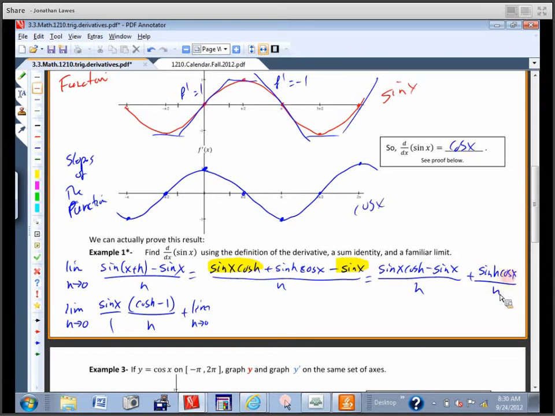At this point, I'm hoping you can see what we need to do. How do I need to write this one to get this to work out? To get this to be something that looks familiar? What is it, Michael? Sine of h over h times the cosine of x.